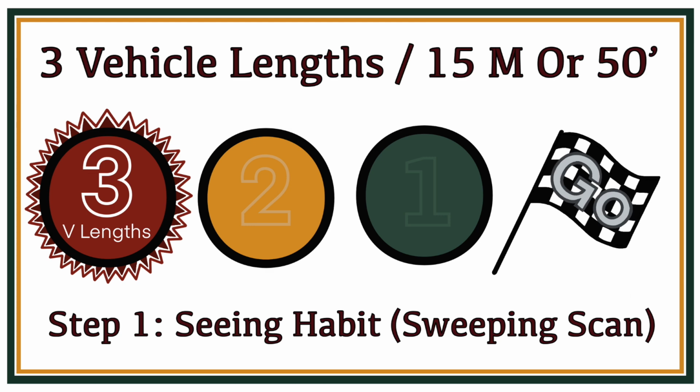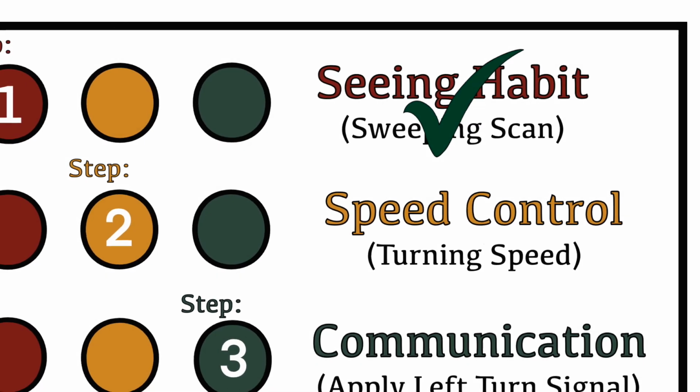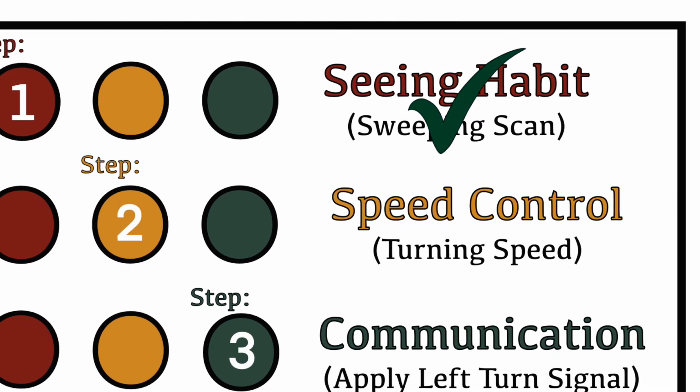Now, being that this is the third video in this section, you should pretty well know that since I've reached the 3 vehicle length distance, that means it's time for step 1, my seeing habit, which is the sweeping scan. And after the scan comes step 2, speed control.